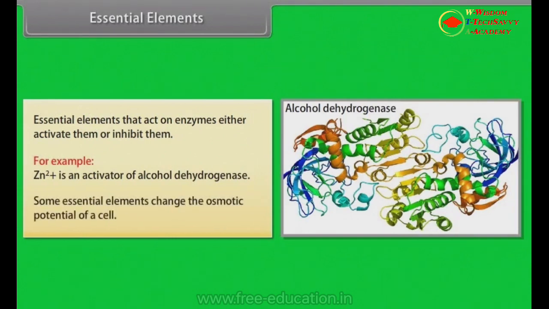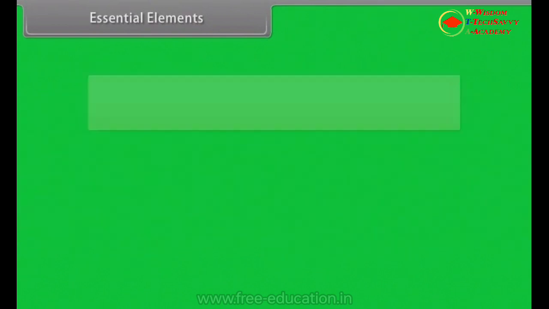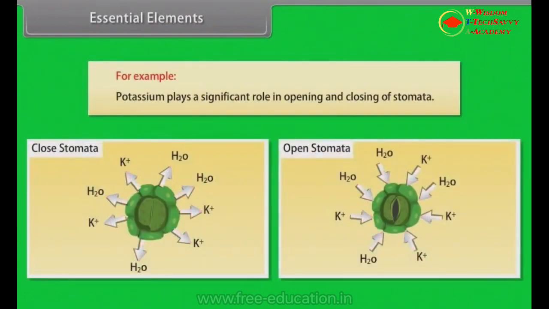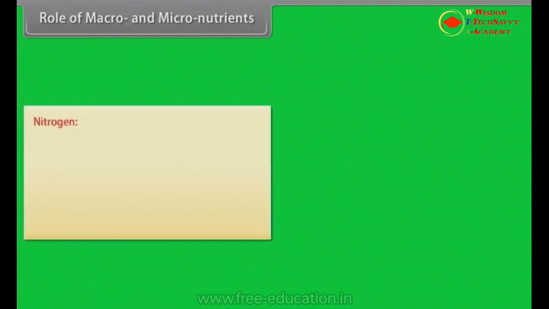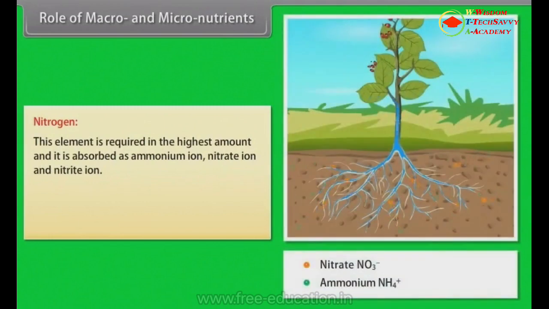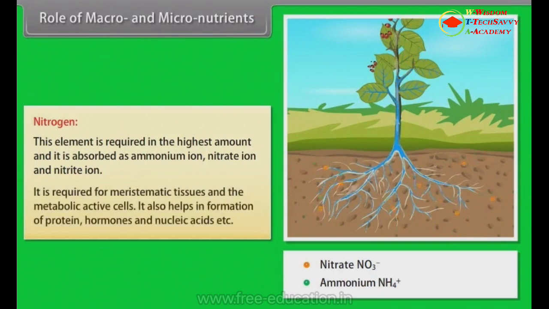Some essential elements change the osmotic potential of a cell. For example, potassium plays a significant role in opening and closing of stomata. Role of macro and micronutrients. Nitrogen. This element is required in the highest amount and it is absorbed as ammonium ion, nitrate ion and nitrite ion. It is required for meristematic tissues and the metabolically active cells. It also helps in formation of proteins, hormones and nucleic acids, etc.